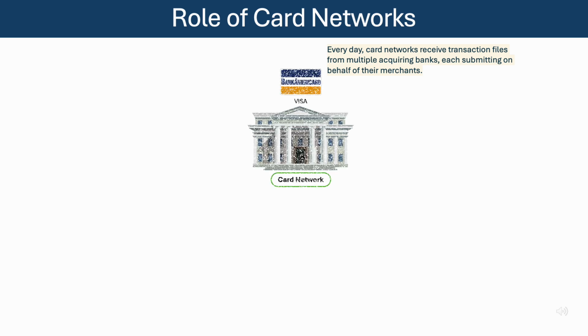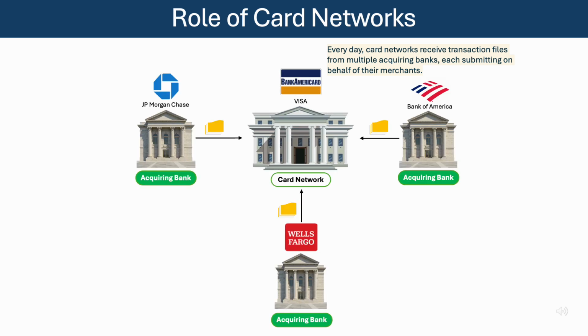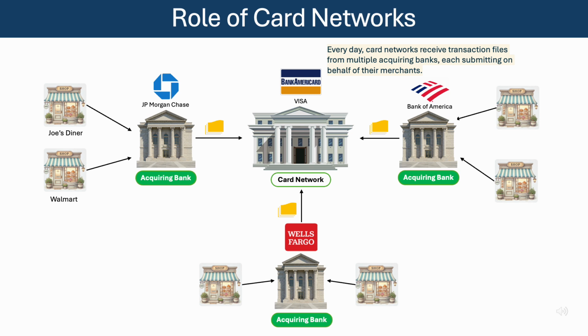Every day, card networks receive transaction files from multiple acquiring banks, each submitting on behalf of their merchants. This creates a massive volume of transactions, and the card network plays a crucial role in managing it efficiently and securely. At a high level, the card network performs 3 key tasks after receiving these files from acquiring banks.